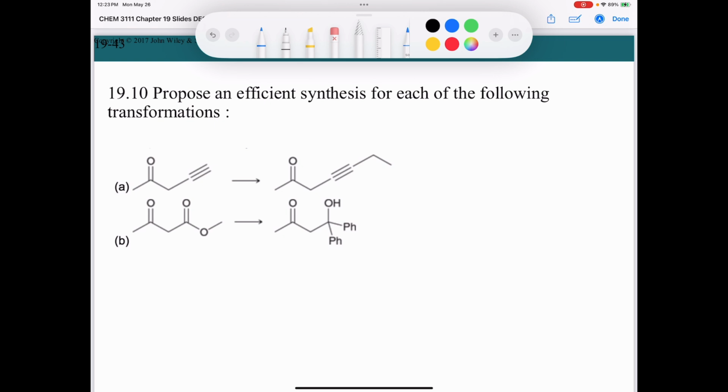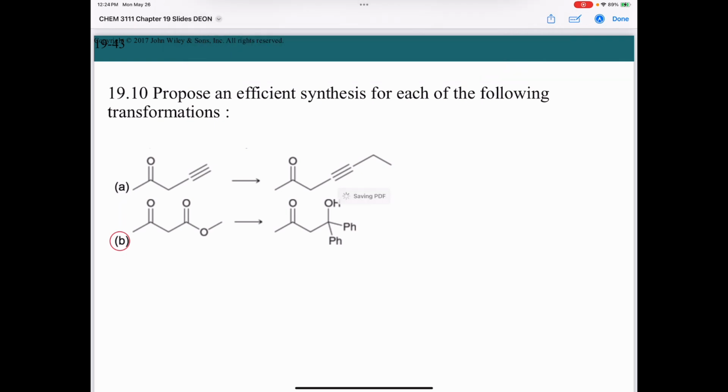All right, in the next one, in B, we have a ketone and we have an ester. And you can see that we're doing a Grignard on the ester. We're adding 2 equivalents of phenyl magnesium bromide, so excess phenyl magnesium bromide, followed by an aqueous workup with acid. However, you know that Grignards, if you had phenyl Grignard, it's going to react with this carbonyl as well. And so we need to protect it as an acetal. So let's get started.